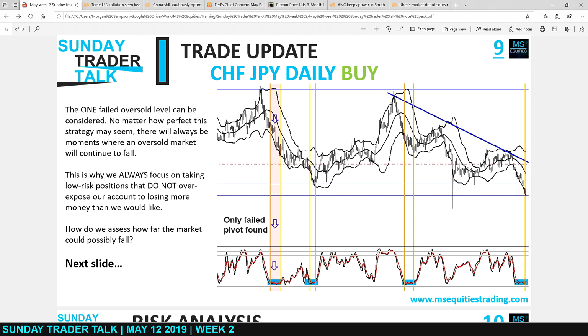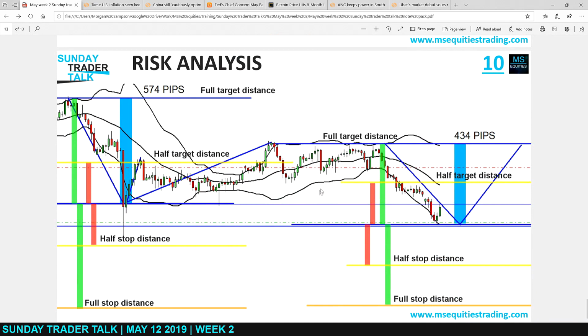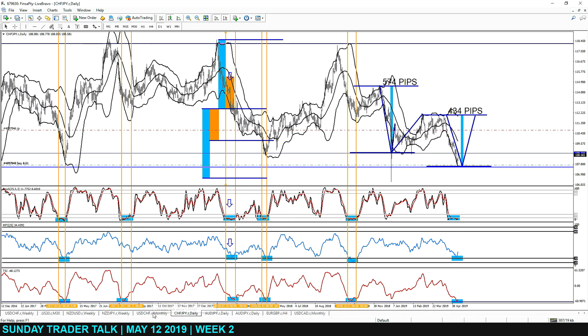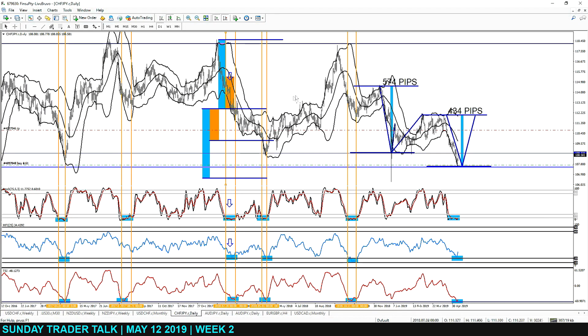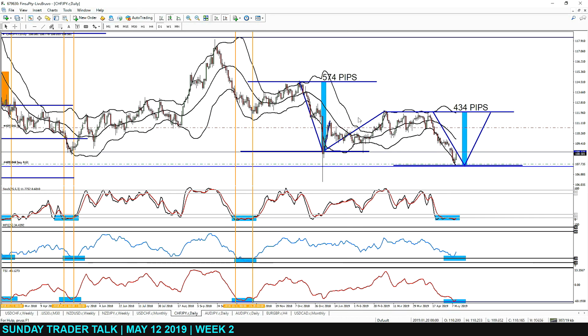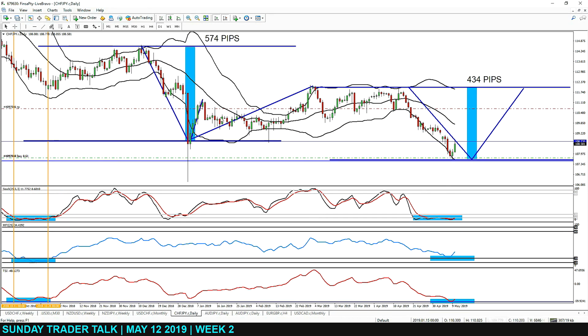How would we assess how far the market could possibly fall? To the next slide. This is going to be a slightly more complex one, but I'm going to walk you through it piece by piece. To start out with, let's quickly have a look at the CHF JPY chart. Over here, what you can see is basically a price prediction example. The market has fallen here by 574 pips. So we took the previous trend, we took what happened previously. The market fell by 574 pips, which we can measure, and then pushed all the way to the upside.